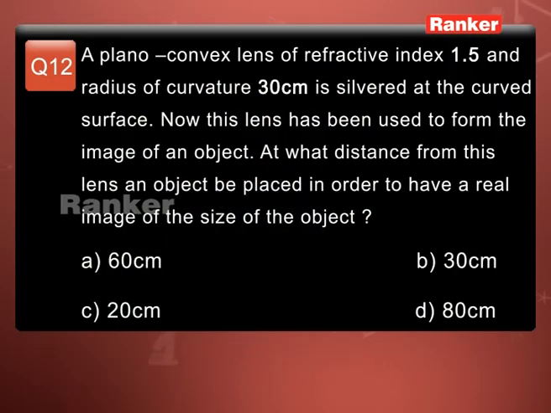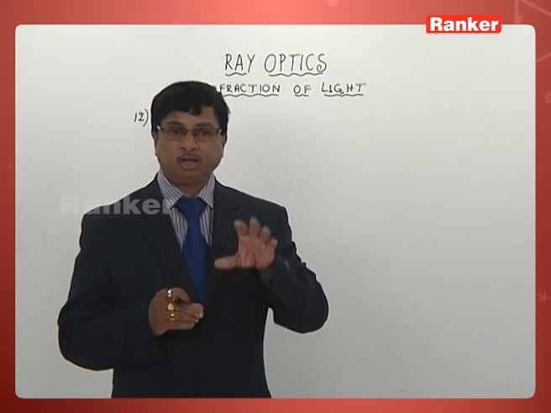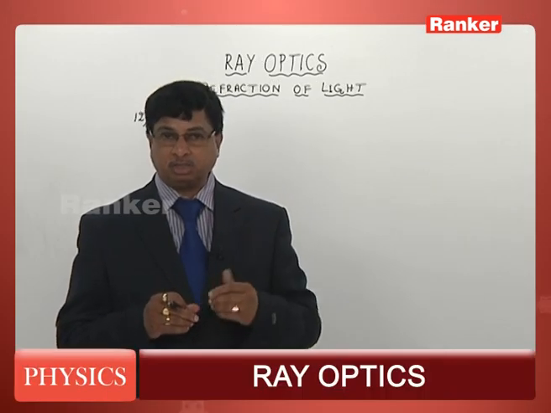Options are given this way. First option is 60 cm, second option is 30 cm, third option is 20 cm, and fourth option is given as 80 cm. What is the correct option out of it? First of all, try to recollect.